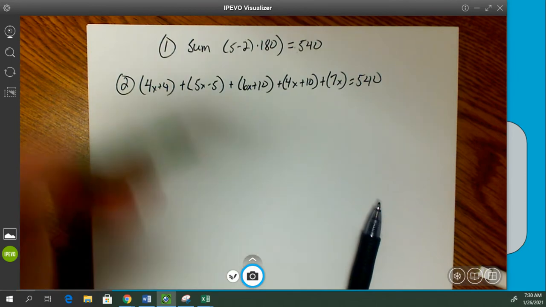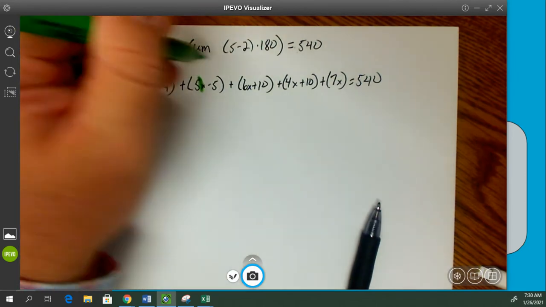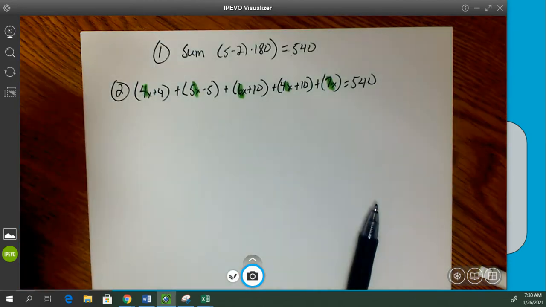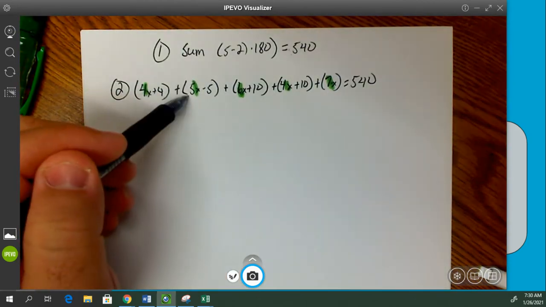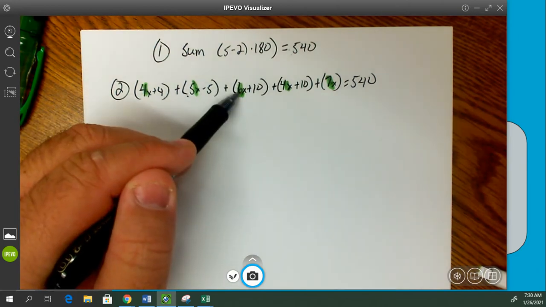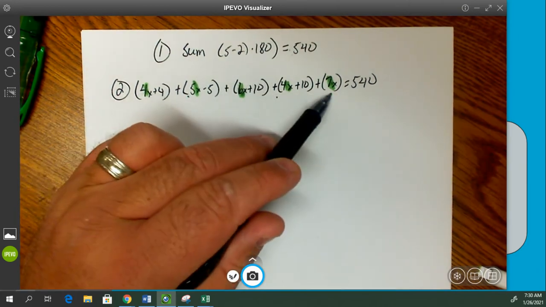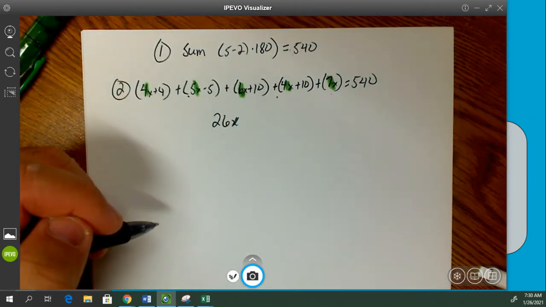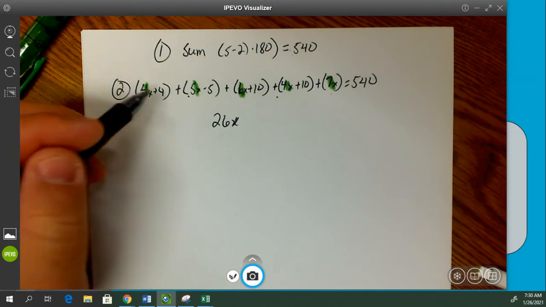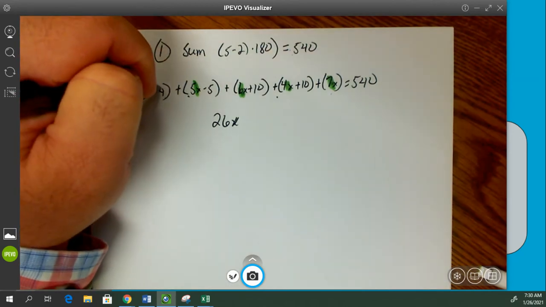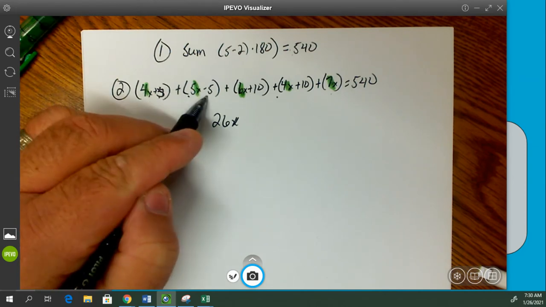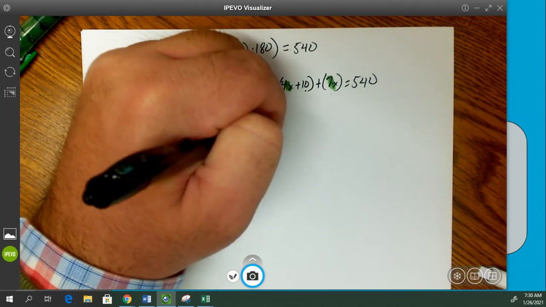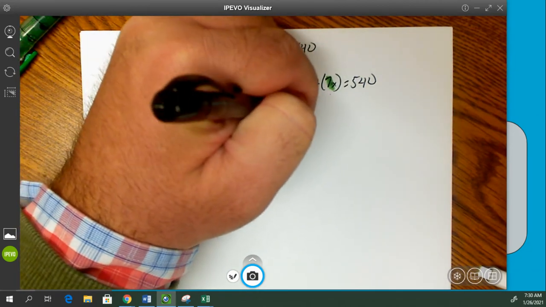So I'm going to combine like terms. I'm going to highlight all of these x's here. Now I'm going to add all of these up. 4 plus 5 is 9. 9 plus 6 is 15. Plus 4 is 19. Plus 7, I get a total of 26 x's. And then I'm going to do the numbers. Sorry, that should be a 5 right there. 5 minus 5 is 0. 10 plus 10 gives me 20 equals 540.